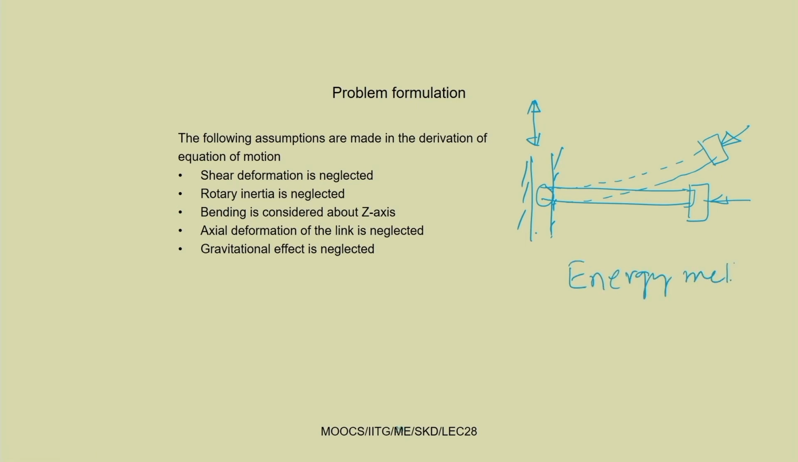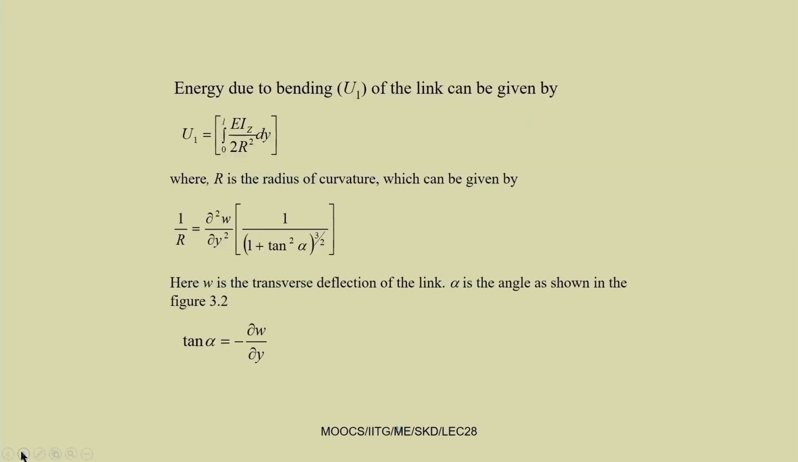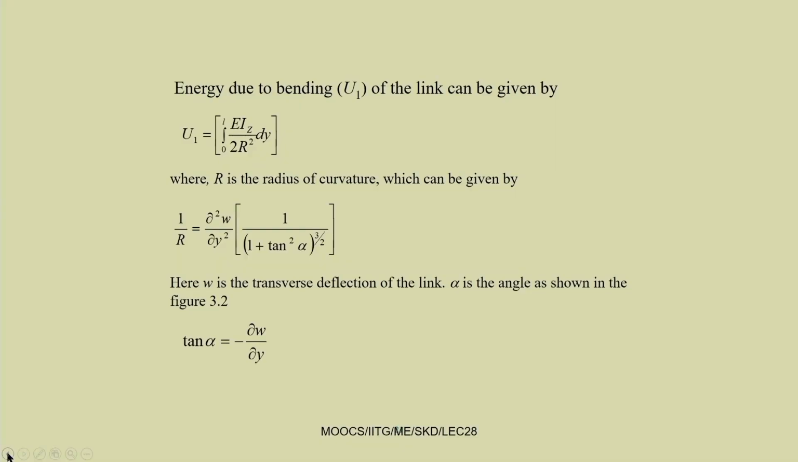Previously we used Newton's second law to find the equation of motion. Now we will derive it by using the energy method. When you are using the energy method, we will have the potential energy, or energy due to bending. Energy due to bending can be given by U1 equal to integration 0 to L, half E I Z by R square dy.